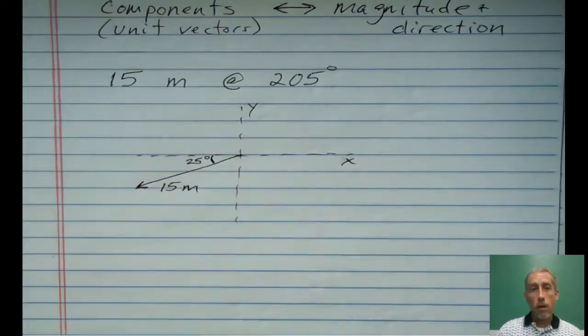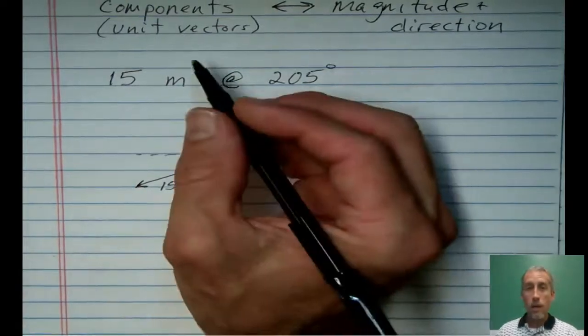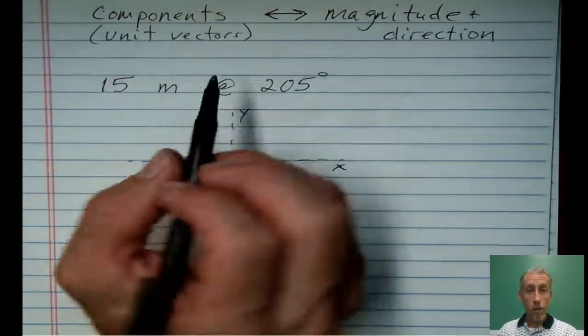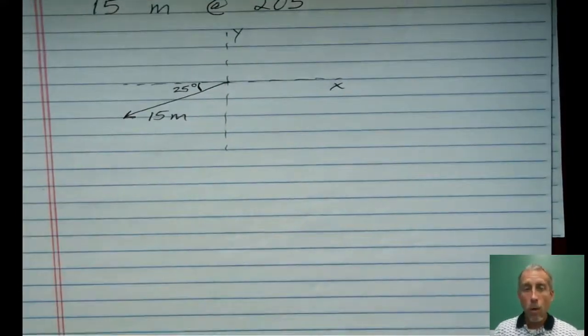So this might be somebody that took a walk and they said, okay, where did you end up after walking? Well, I ended up 15 meters at 205 degrees from where I started. Well, what is that in unit vector or component form? Well, the components describe what if you were to walk only in the x direction and then in the y direction. Like on a typical big city street, you can't walk through a building. You walk east-west or north-south.